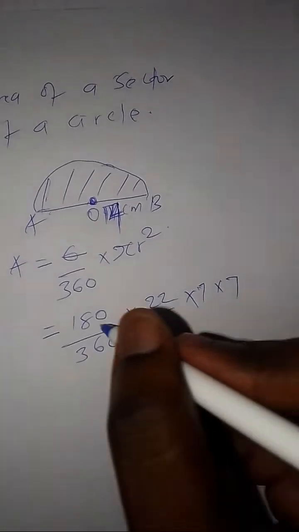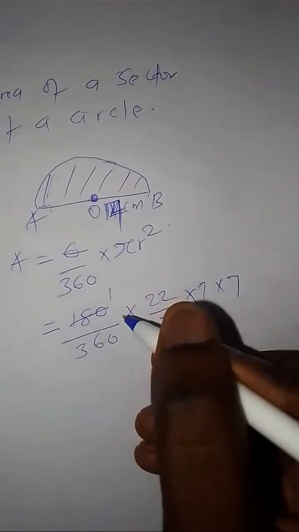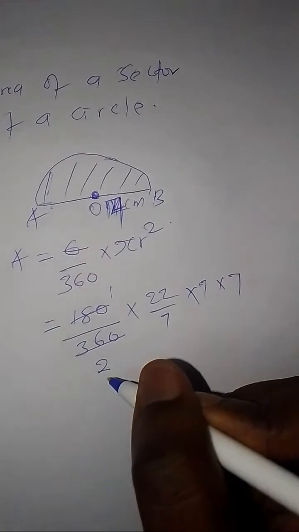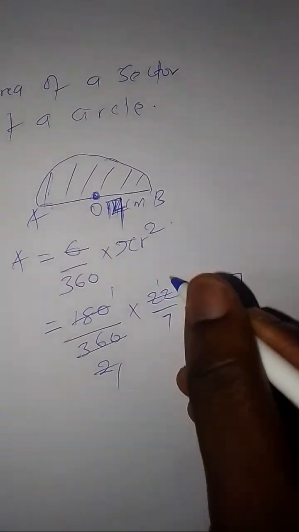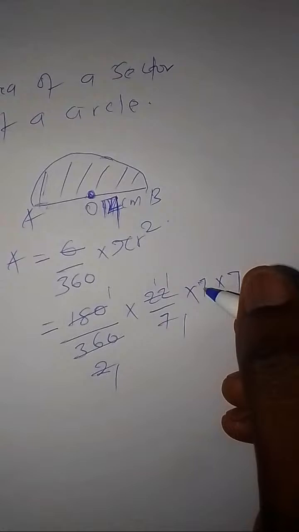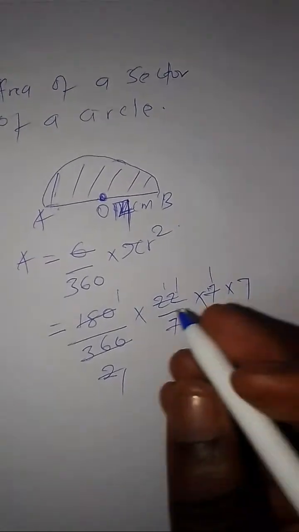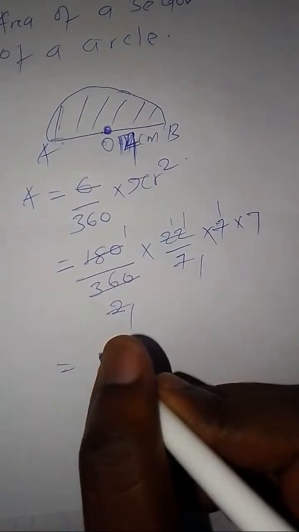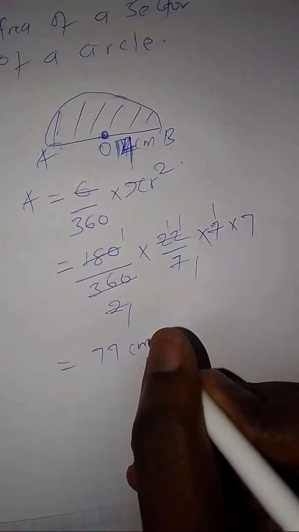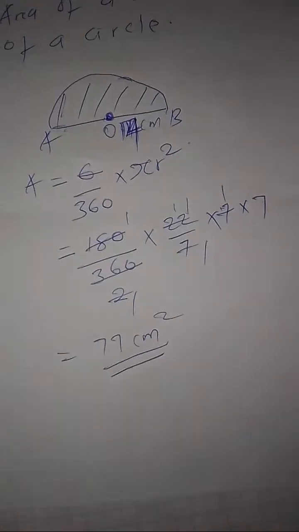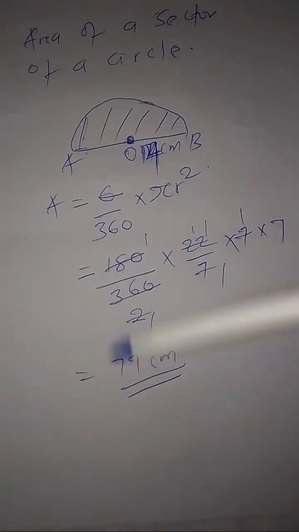So there we shall cancel. 180 goes into 360 twice. 2 goes into 22 eleven times. 7 goes into 7 once. So we shall have 11 multiplied by 7, and the answer shall be 77 centimeters squared. So that is how we find the area of this sector.